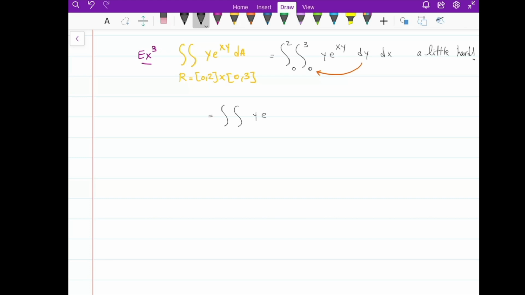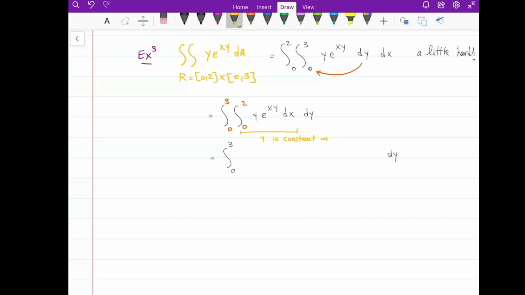I'm going to write y e to the xy. I'm going to write dx first now, and then dy. So when I do dx first, the bounds would be 0 to 2, and then for dy would be 0 to 3. Now, does this make any difference? Let's see. I have 0 to 3, and then dy. Look at the integral in here, the inside integral. For the inside integral, let me erase this one. We are taking the integral with respect to x, so y is constant.